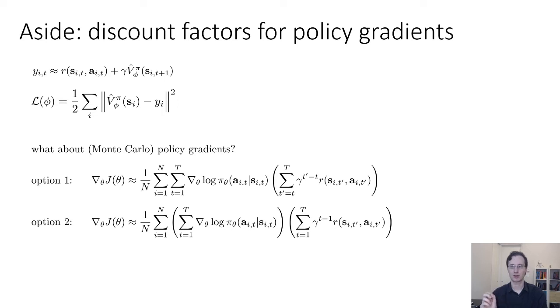Take a moment to think about how these two options compare. Consider if these two options are actually identical mathematically or not. So if we were to apply the causality trick to option 2, meaning that we remove all of the rewards from the past, will we end up with option 1 or not?